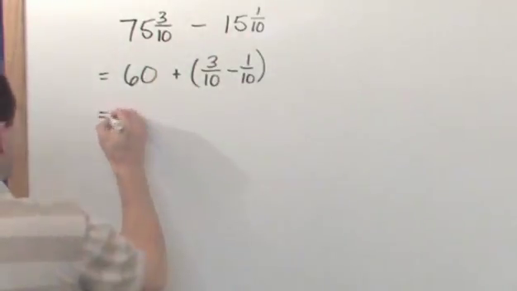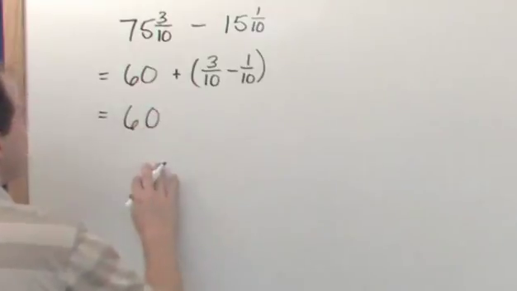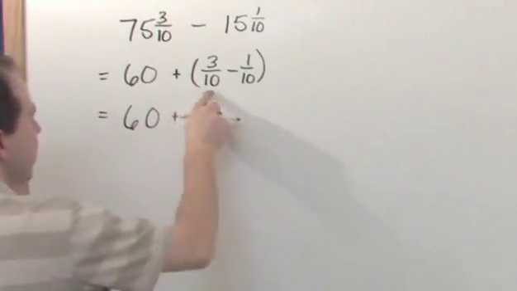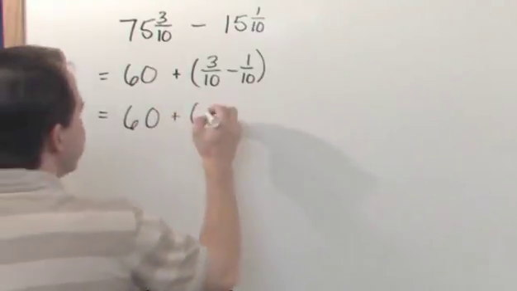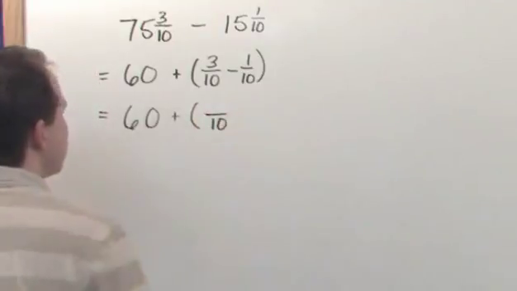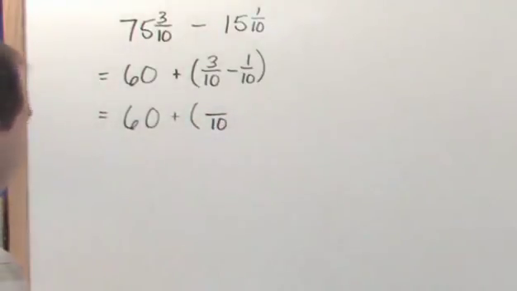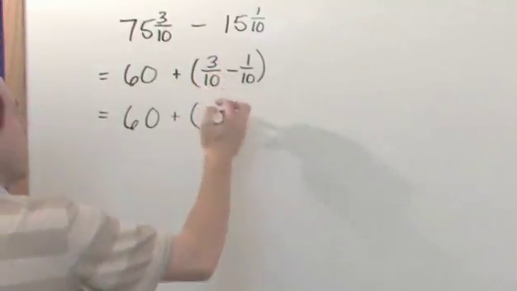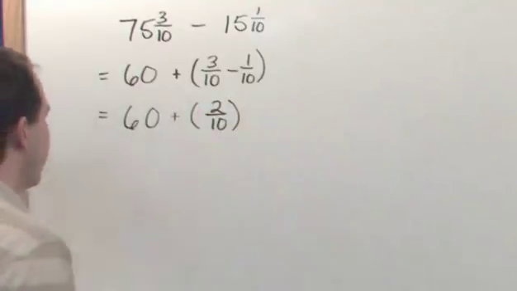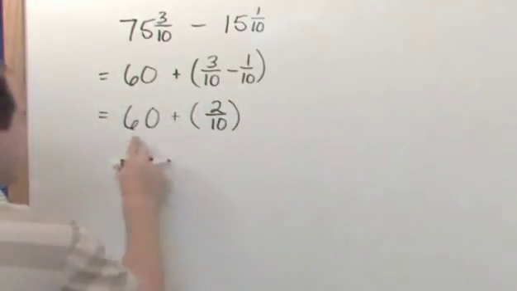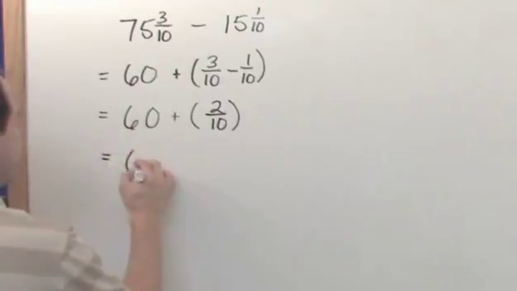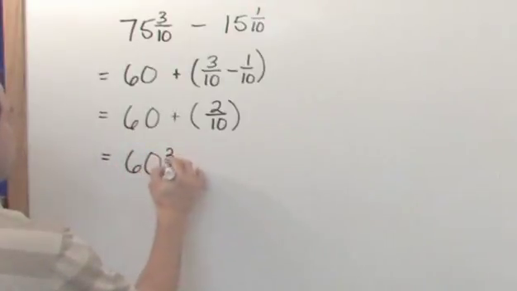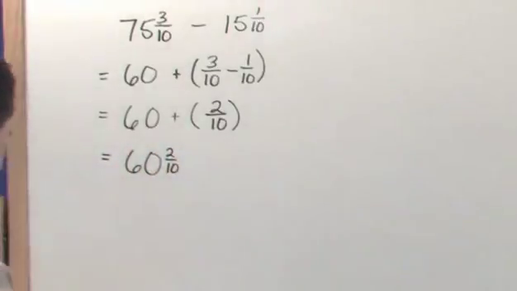So what I'm going to have is 60, and on the inside, notice I've got 10 in the denominator for both of these, so it just comes along for the ride. You don't add it, you don't subtract it, you don't do anything to it, you just carry it on. And I simply subtract the two numbers on top. 3 minus 1 gives us 2. So I'm going to stick my mixed fraction back together again: 60 and 2/10.